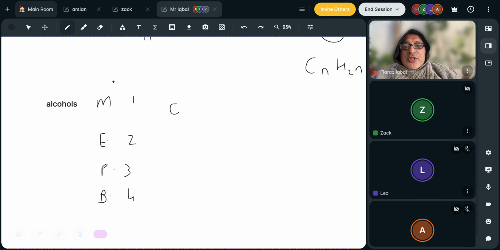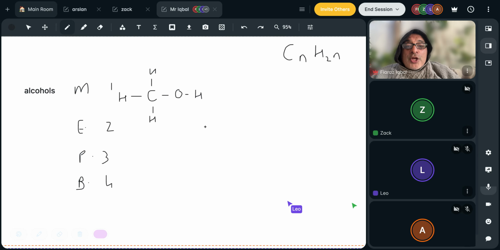All right, we'll start with the first one. Methanol, 1 carbon, 4 bonds. It's really rather easy. Every single bond is an H except for one. That's an O bond H. This is methanol.